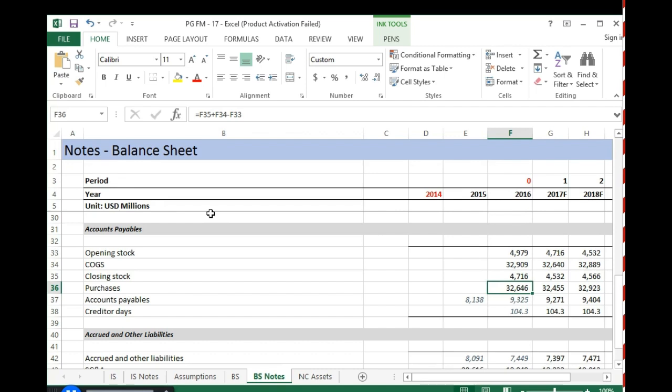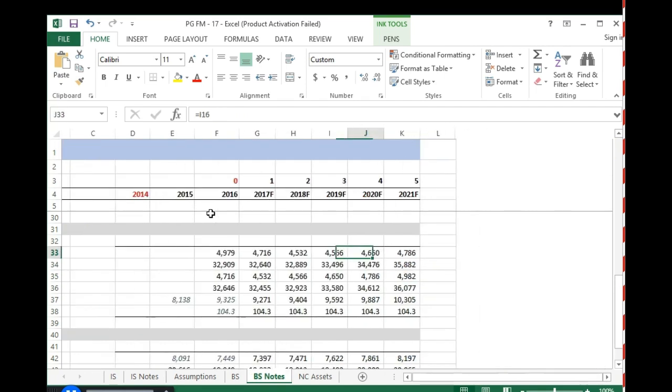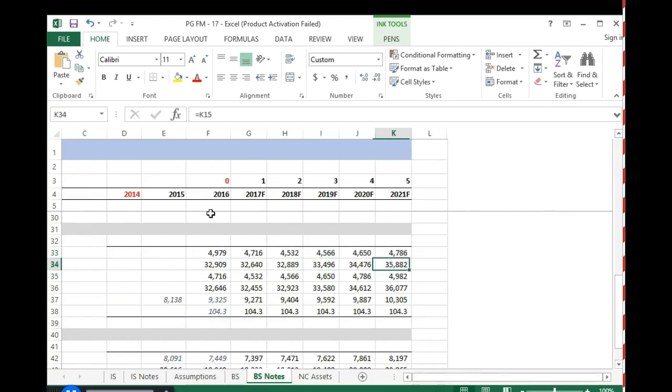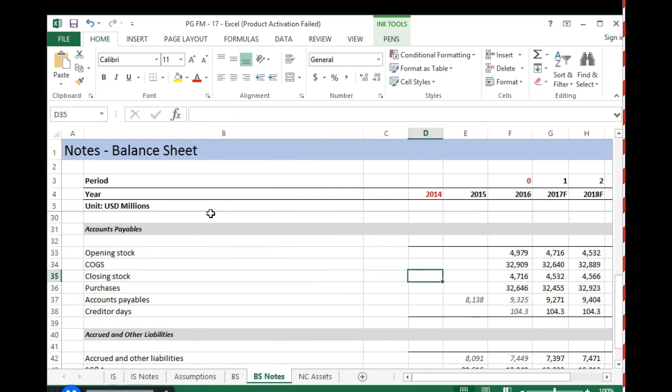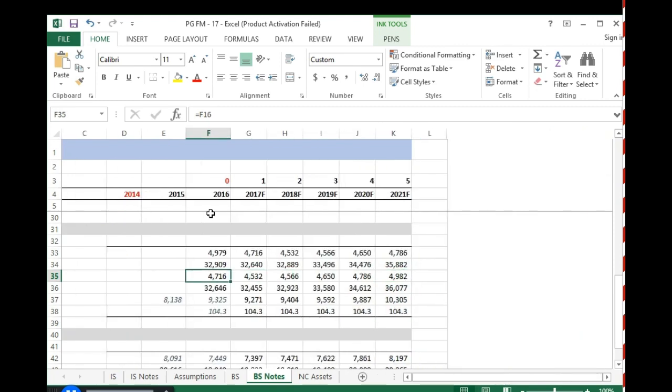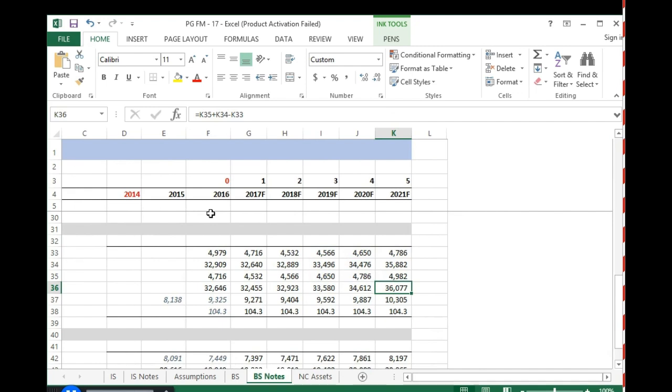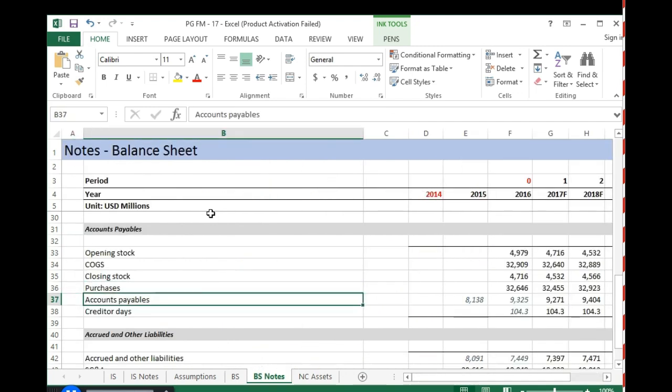So in order to calculate purchases, I take opening stock from the balance sheet, already forecasted. I take COGS from the income statement, already forecasted. Closing stock, again from the balance sheet, already forecasted. Purchases would be closing minus opening plus COGS. This will forecast purchases. I have purchases.